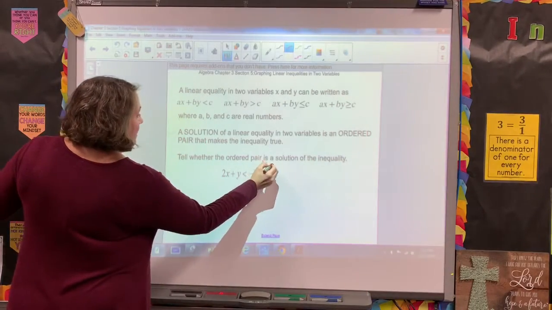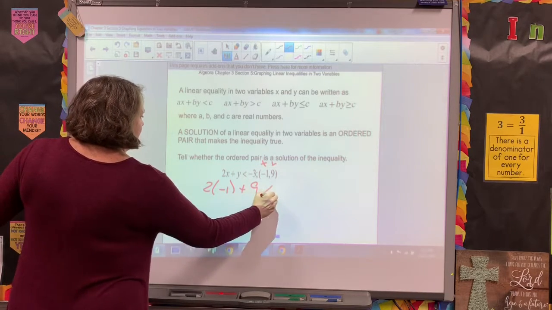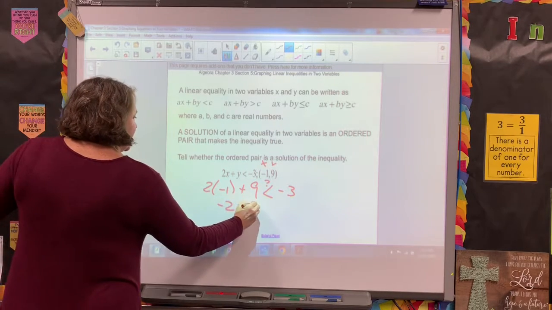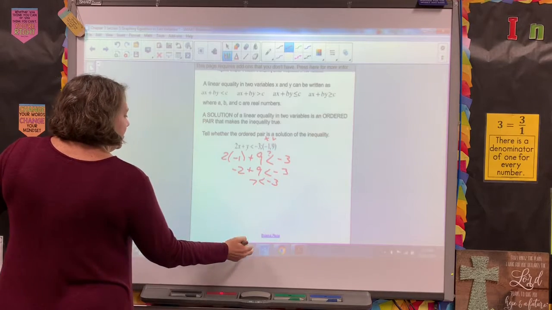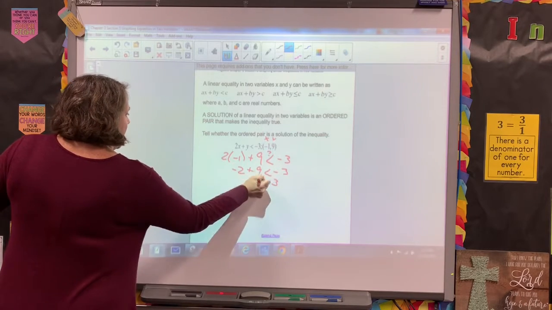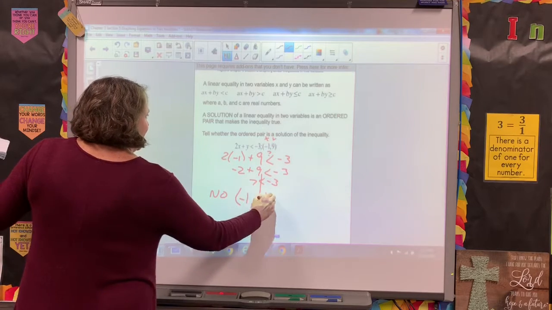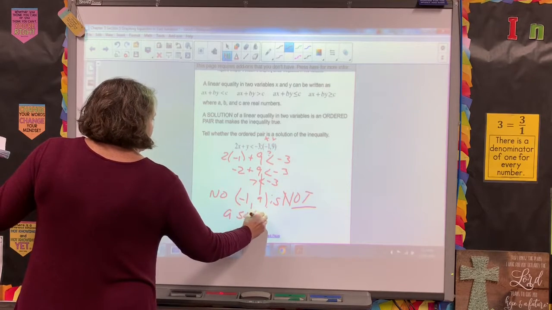So this is your x, this is your y. 2 times negative 1 plus 9 is less than negative 3. We're questioning, is that true? Negative 2 plus 9 is less than negative 3. 7 is less than negative 3. Is that a true statement? Not a true statement. So no, negative 1 comma 9 is not a solution.